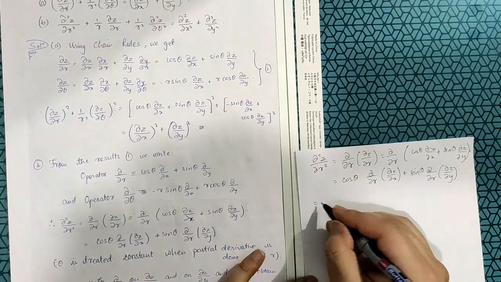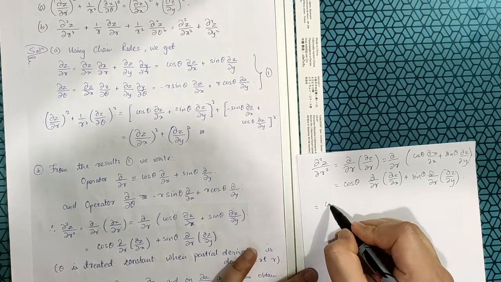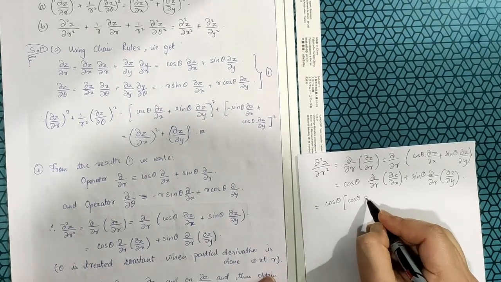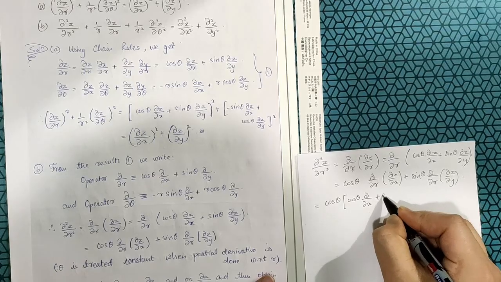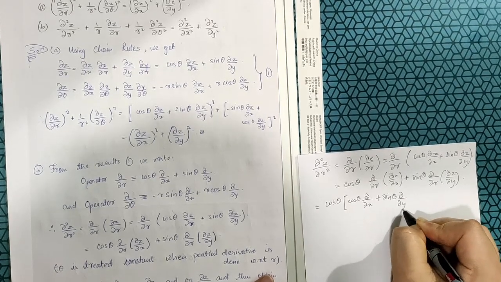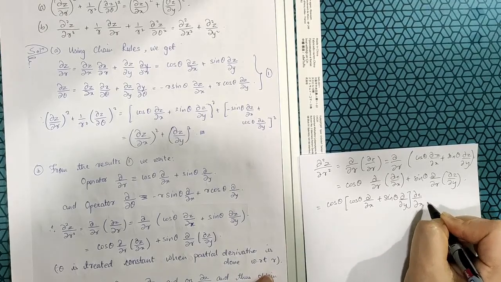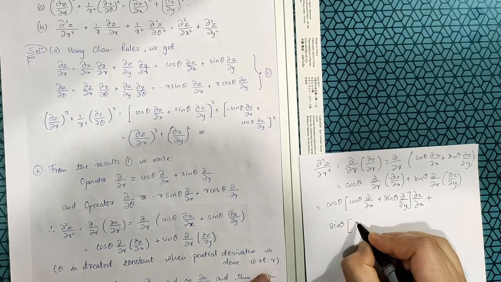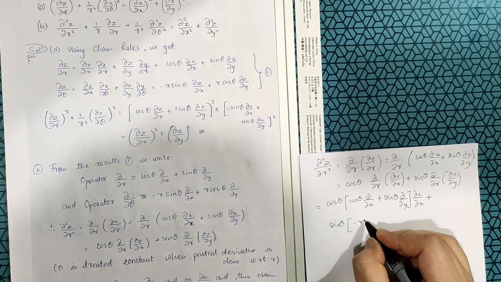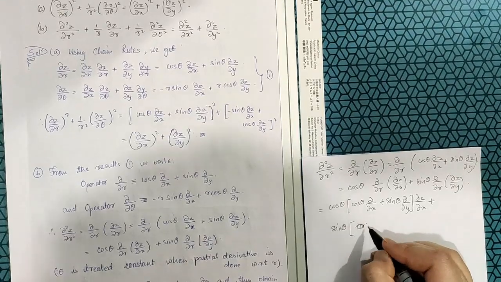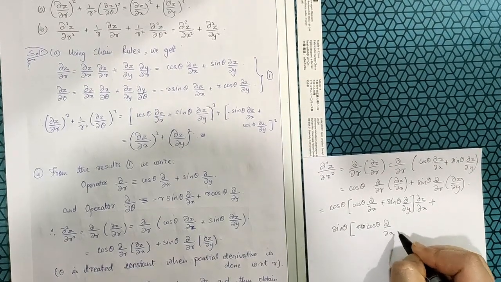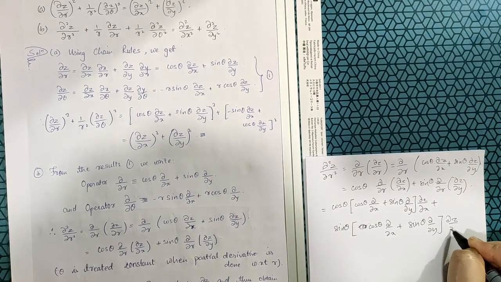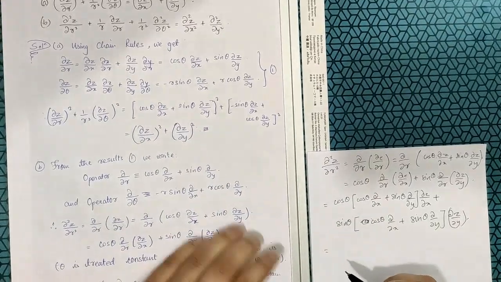as constant. We now put the operator, so it will be cos θ, and ∂/∂r is (cos θ ∂/∂x + sin θ ∂/∂y) ∂z/∂x plus again sin θ, this is (cos θ ∂/∂x + sin θ ∂/∂y) ∂z/∂y. So let's see what we get.